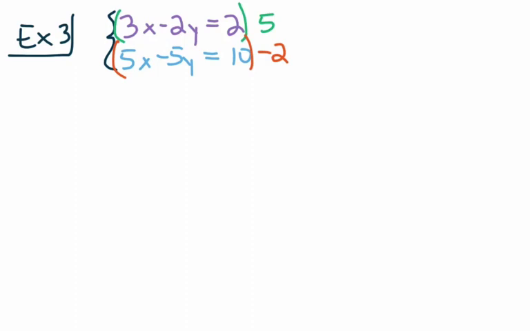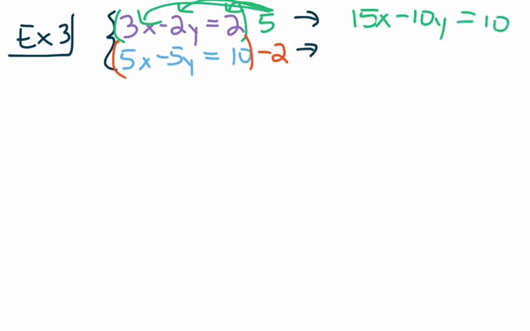5 times negative 2 will give us negative 10. Negative 2 times negative 5 will give us positive 10. All right, that'll give us our opposite coefficients. So let's show our multiplication. 5 times 3x is going to give me 15x. 5 times negative 2y is going to give me negative 10y. And finally, 5 times 2 is going to give me 10.